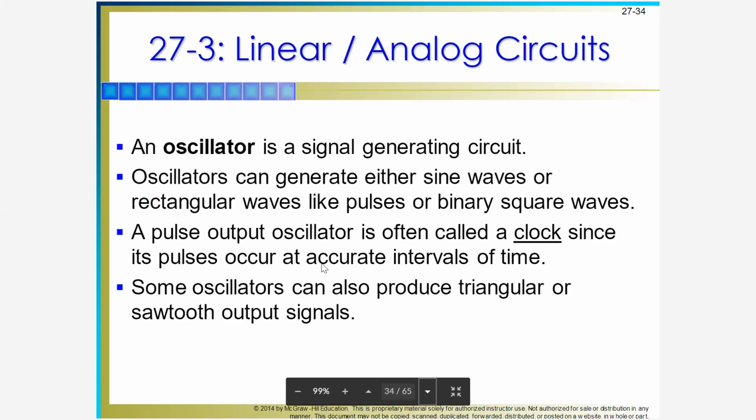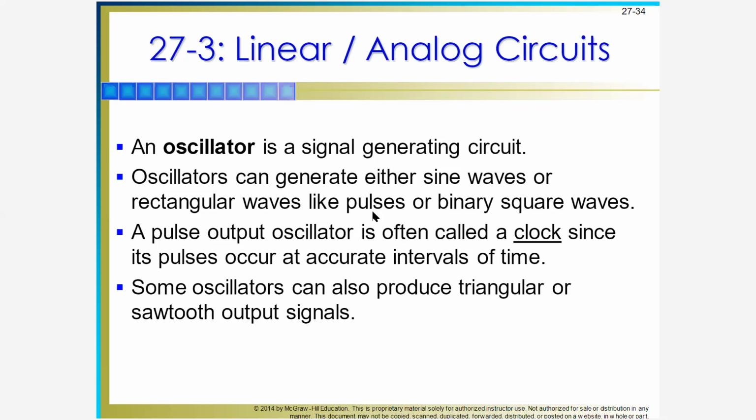Next, we have the oscillator. An oscillator is a signal generating circuit. It can generate a sine wave, which is an analog alternating current, or a rectangular wave like a pulse, binary, or square wave. Those are examples of the signals that will be visualized in an oscillator.